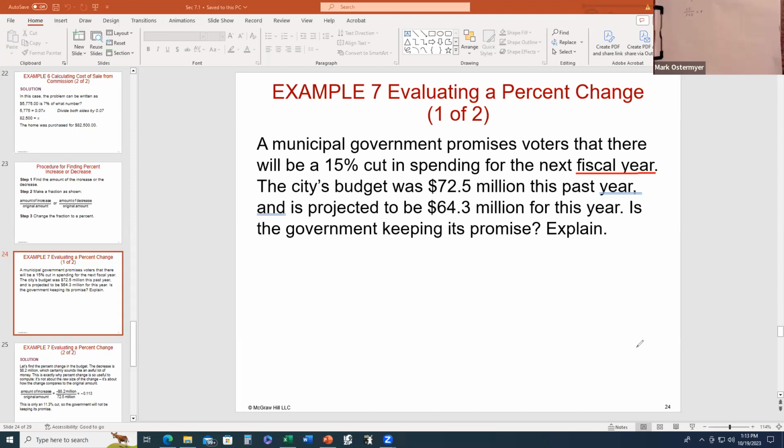And it might be for years too. But don't get me wrong, a fiscal year is the same length as a regular calendar year. It's just that it starts and ends at a different time. That's all. All right, here we go.